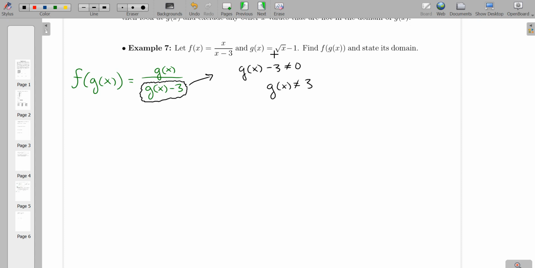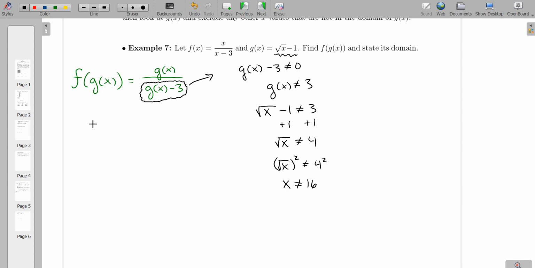But of course, g of x, we can go ahead and substitute that in there. So g of x is the square root of x minus 1. And this is a fairly simple equation that we can solve without much trouble. And then, of course, we can square both sides to get x all by itself. So we see here that x should not be 16. So on the one hand, I'm noting we need to make sure g of x can't be 3 so that we don't end up dividing by 0.